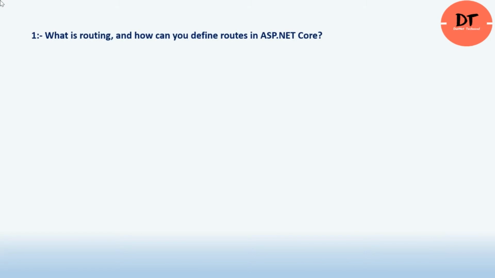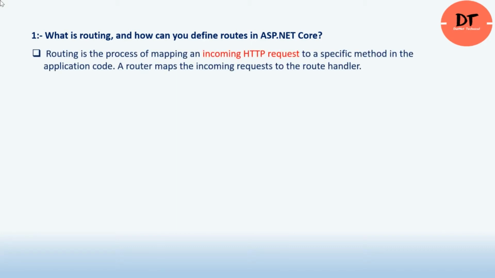The first one: what is routing and how can you define routes in ASP.NET Core? Routing is the process of mapping an incoming HTTP request to a specific method in the application code. A route maps the incoming request to the route handler. Basically, routing is a pattern matching system that matches the pattern against the route table. When the application starts, all the routes are defined in the route table through the route property. When the incoming request matches the route table, it processes the request. Otherwise, it returns a 404 status that the route is not found.